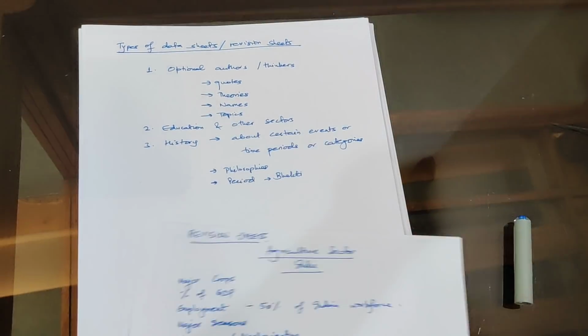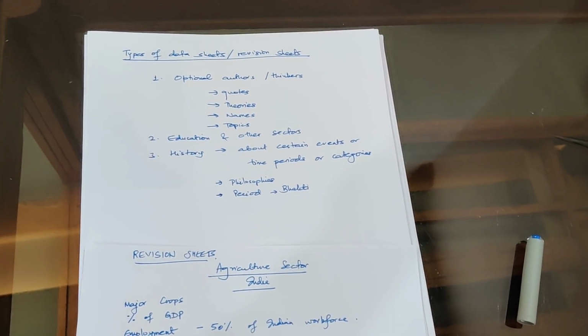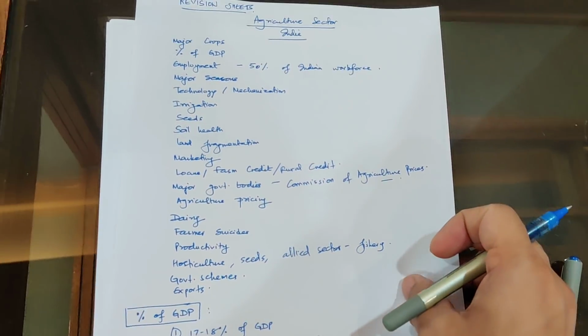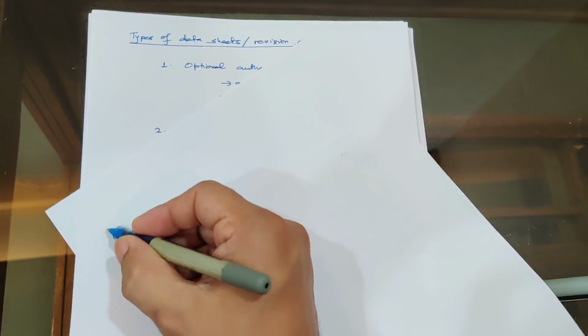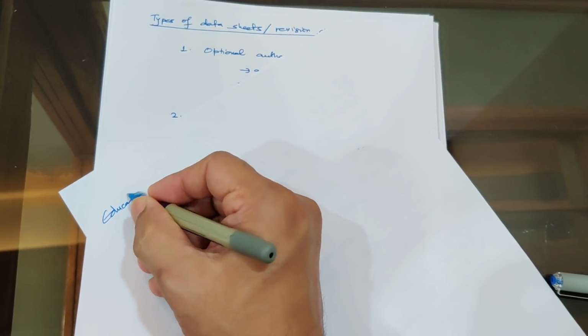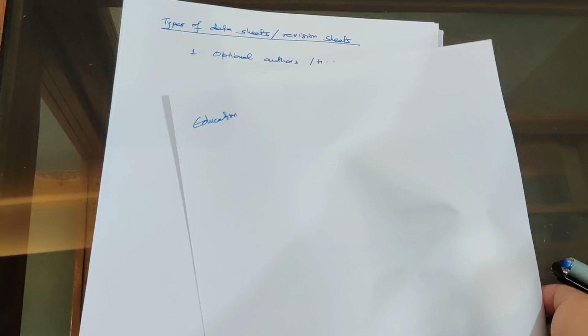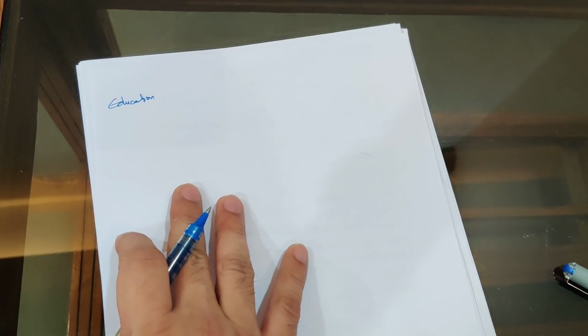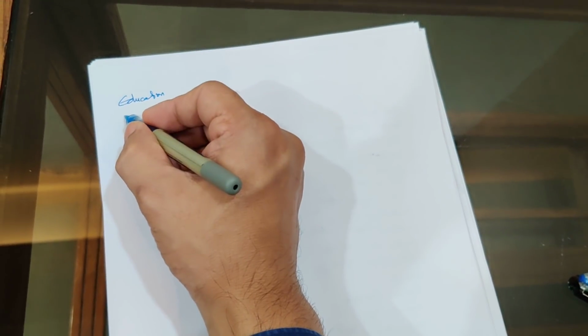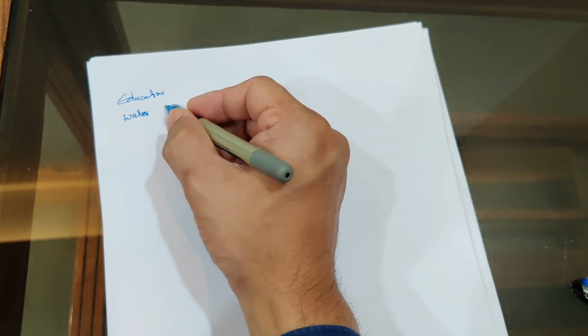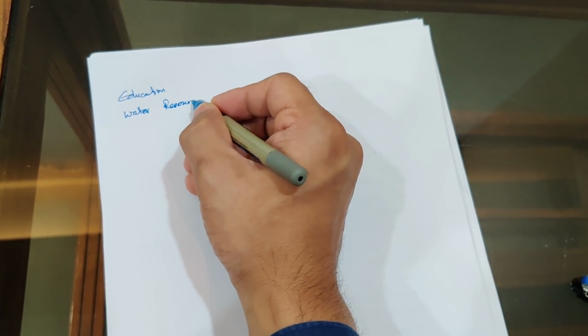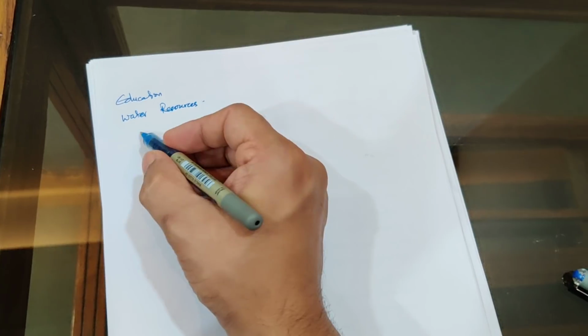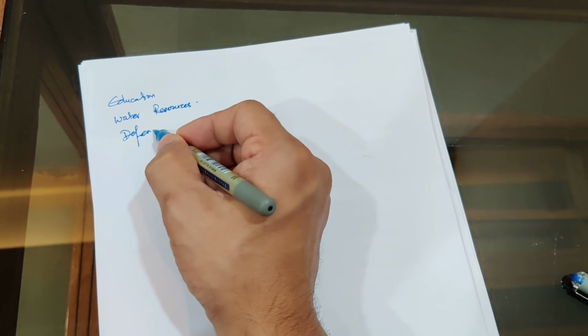So that's one thing. Secondly, what are the various things? You can make these kind of data sheets for agriculture, you can make it for education, you can make it for water resources in India. Whatever UPSC topics are there, major topics, on each of those topics you can make these data sheets.